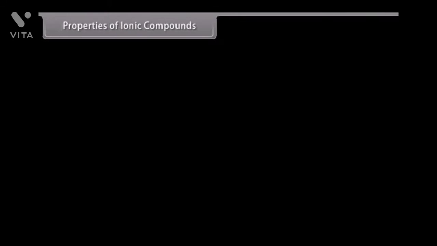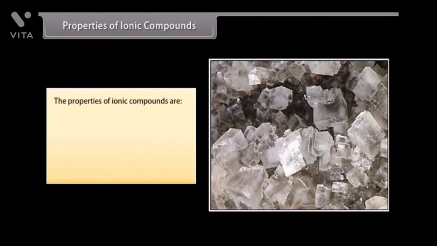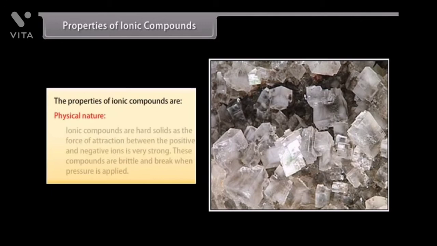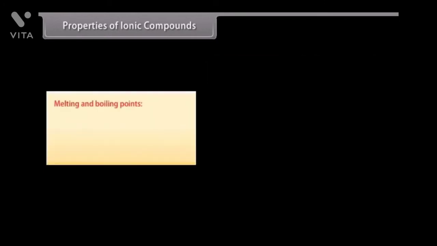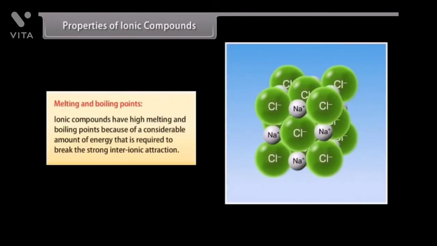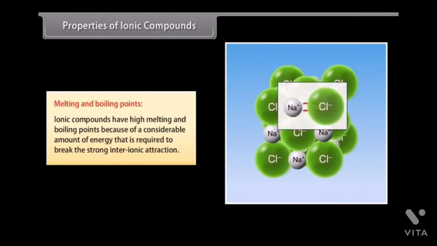Properties of ionic compounds. Let us look at some ionic compound properties. Physical nature. Ionic compounds are hard solids as the force of attraction between the positive and negative ions is very strong. These compounds are brittle and break when pressure is applied. Melting and boiling points. Ionic compounds have high melting and boiling points because of a considerable amount of energy that is required to break the strong inter-ionic attraction.